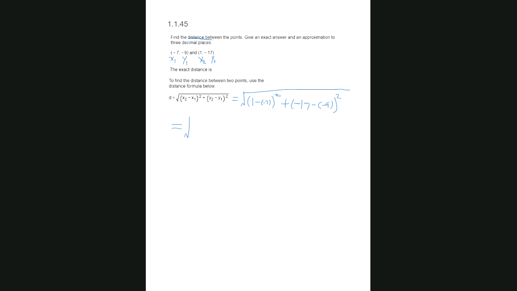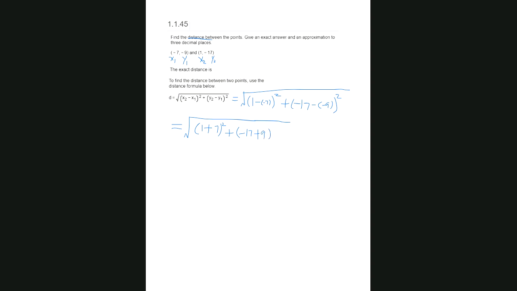So we're gonna go ahead and do a little bit of calculation. Minus a negative is plus. So we have 1 plus 7, right? Negative becomes positive. 1 plus 7 squared. Okay, and then we have -7, -17. Get rid of the negative inside this first, right? Negative becomes positive. So I have a +9 squared.